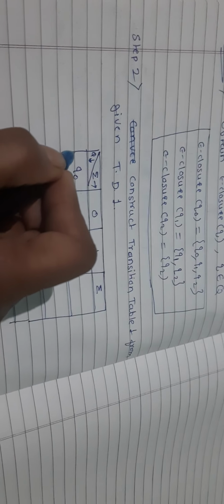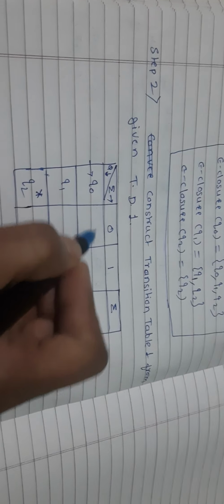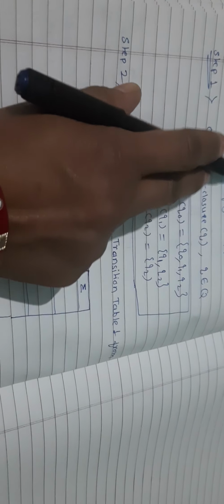Now, which is the initial state? Q0 is the initial state. Final state is Q2. So mark it by imposing a star over that state. Then fill the cell entries by getting the next states from the given diagram for the particular combination.